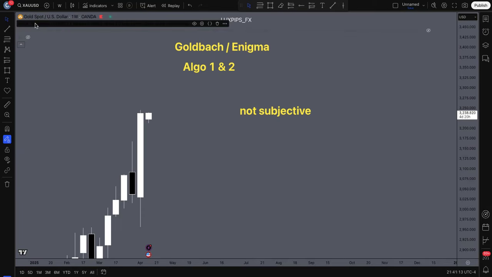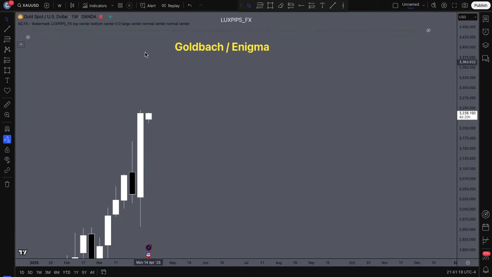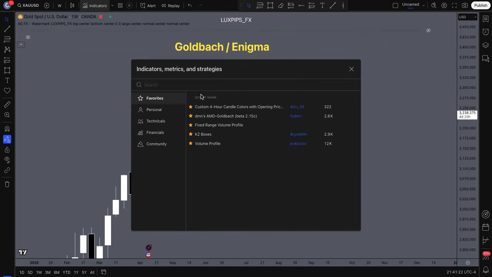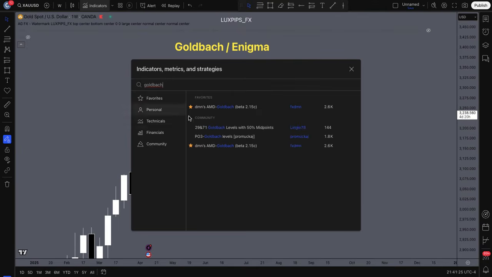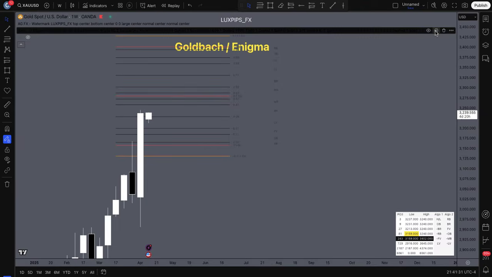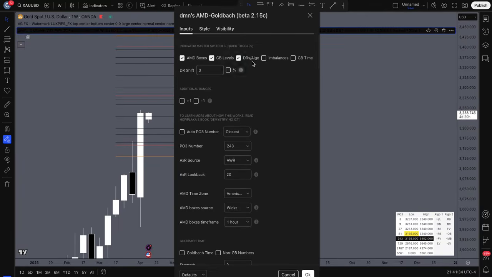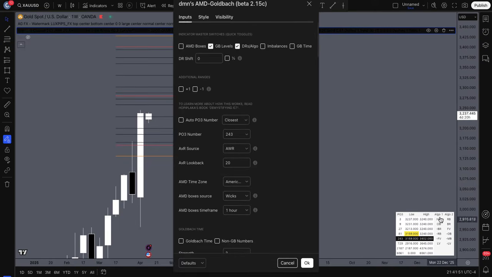So, let's see what it looks like. Well, first of all, in case you don't have it, you're going to go to indicators and just put in Goldbach. The one I like to use is the DMN's Goldbach by FX DMN. When you first load it up, you're going to see a bunch of colorful boxes, because all these boxes will be ticked in. So I like to untick those boxes and just keep the Goldbach levels and the DRs and Algo. This is just this little window right here. It shows you all the PO3 numbers, well, not all of them, but the most significant ones. And it also tells you the sequence of the algos.